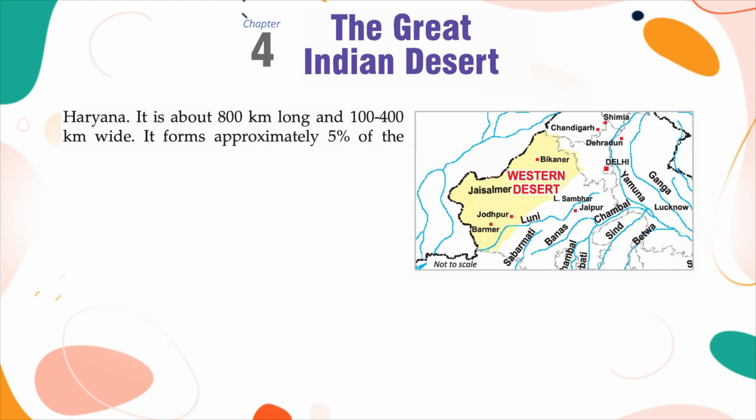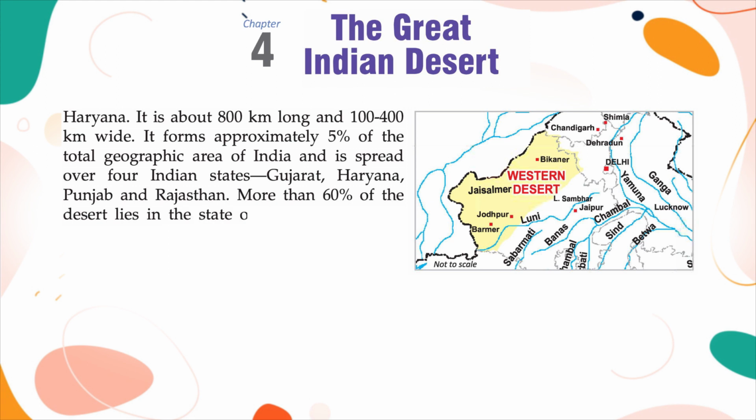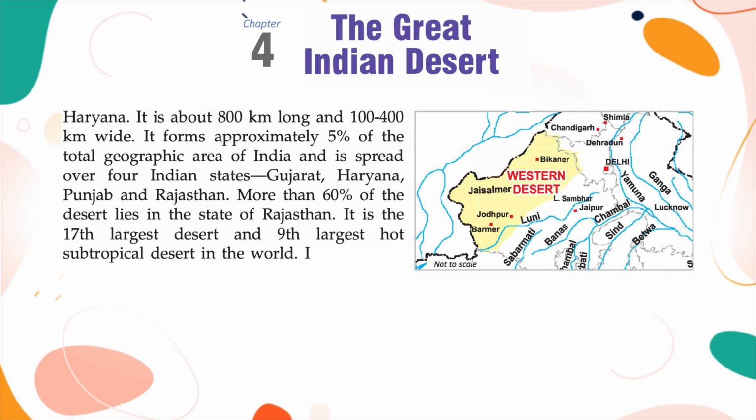It forms approximately 5% of the total geographic area of India and is spread over 4 Indian states: Gujarat, Haryana, Punjab, and Rajasthan. More than 60% of the desert lies in the state of Rajasthan. It is the 17th largest desert and 9th largest hot subtropical desert in the world. It is the most densely populated desert in the world.